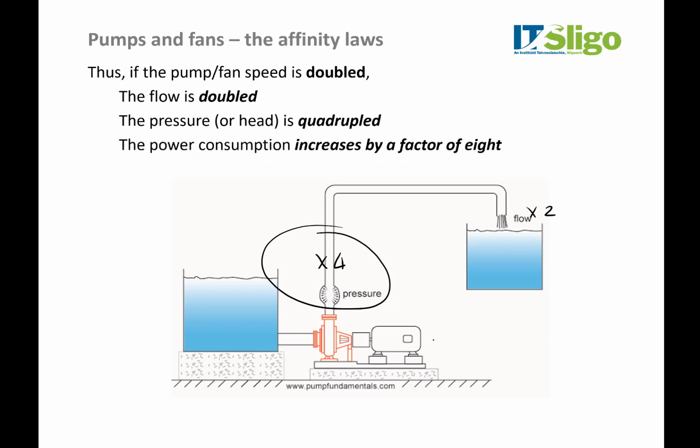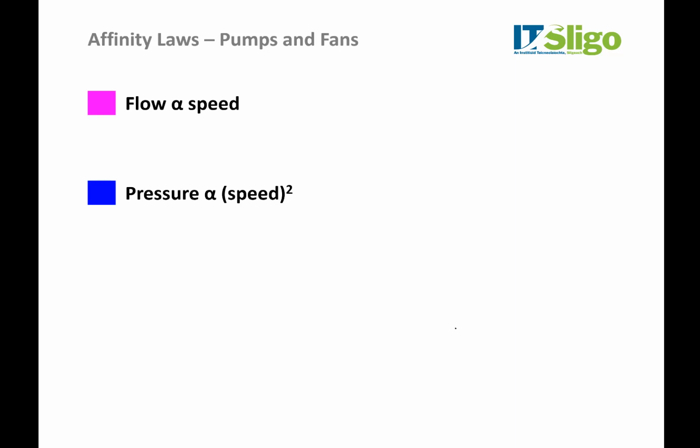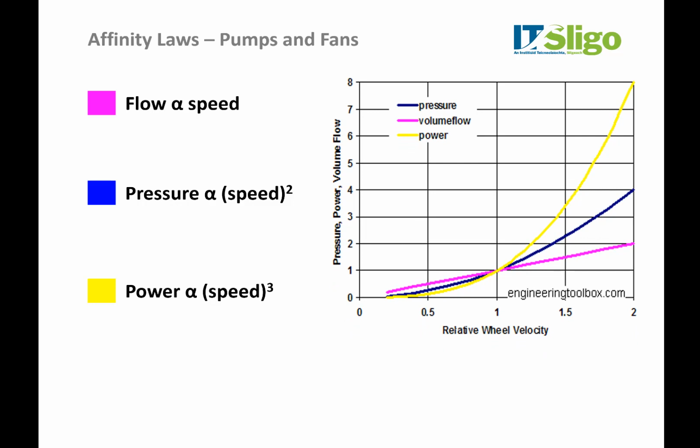But the main thing then is the power consumed by the motor increases by a factor of 8. So your electricity bill increases by a factor of 8. So flow is proportional to speed, pressure is proportional to speed squared, and power is proportional to speed cubed. So here we've got the one input, the speed, but you can see there's 3 different graphs. We have a linear graph for flow, a quadratic graph for pressure, and a cubic graph for power consumed.